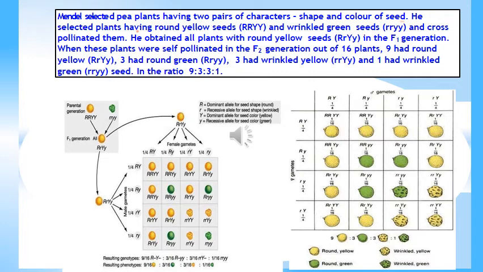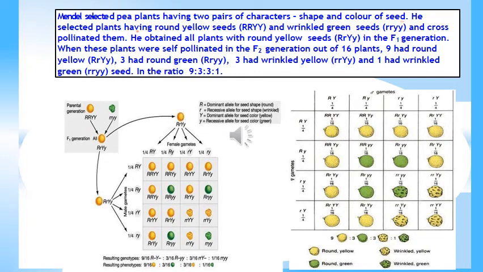Move to the fourth line. Small r. First of all you will write capital R, small r, capital Y, small y, round and yellow. Then we have capital R, small r, small y, small y. Okay, yes, it will be round and green, right? Then we have small r, small r, capital Y, small y. It will be wrinkled and yellow. Then we have small r, small r, small y, small y. Can you see, children, here? It will be wrinkled and it will be green in color also.